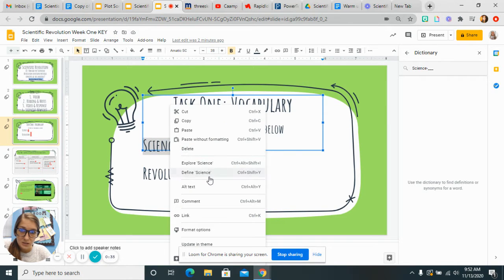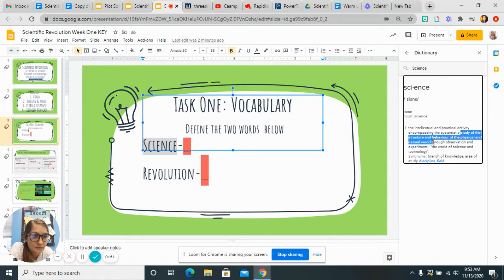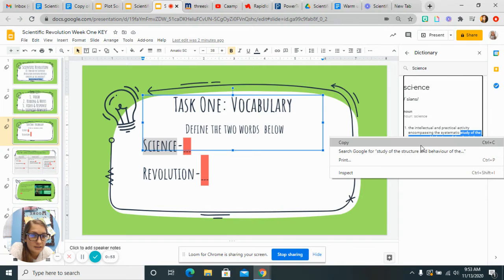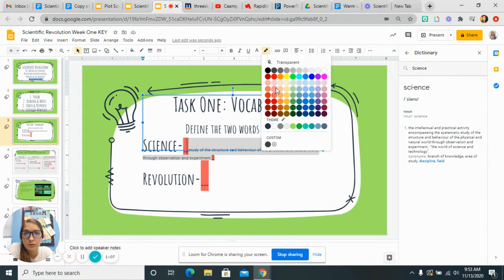It might define science as the intellectual and practical activity encompassing the systematic study of the structure and behavior of the physical and natural world. So I am going to simplify this and call it the study of the structure and behavior of the physical and natural world through observation and experiment. I'm going to highlight this so I don't forget.